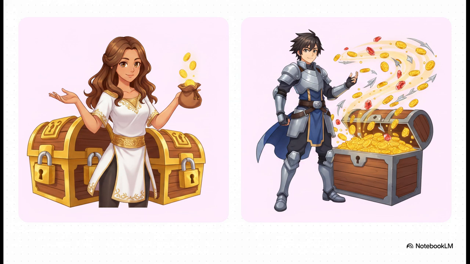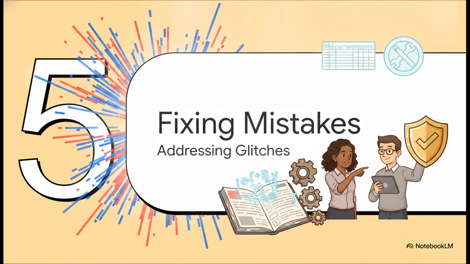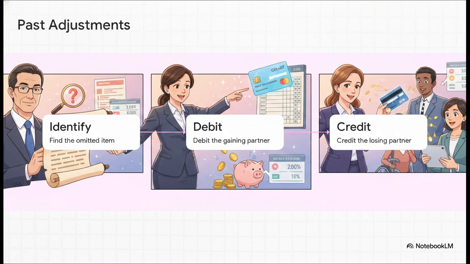Now, here's a pro tip. If an exam question remains totally silent on which system to use, you must always, always default to the fluctuating capital system. Finally, we've reached Section 5, Fixing Mistakes and Guarantees, Addressing Glitches. So what actually happens when a rule is completely forgotten or a specific promise is broken in our game?